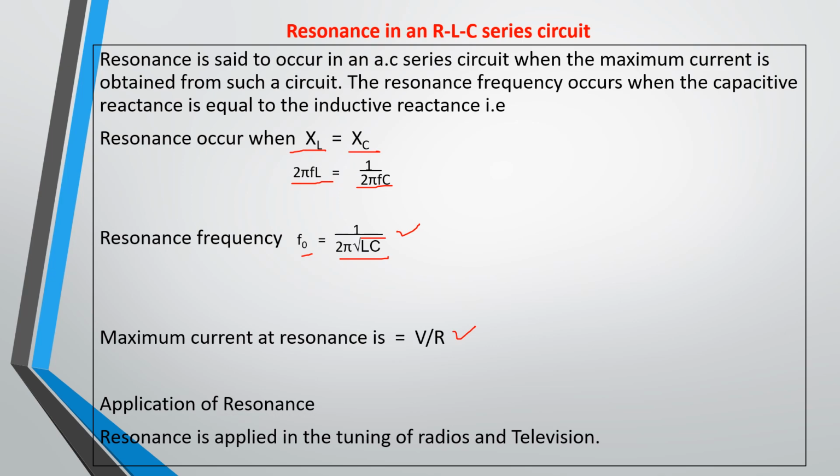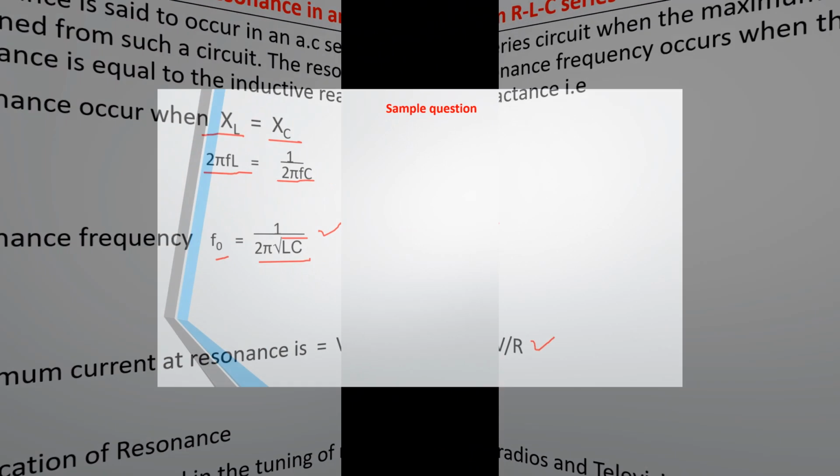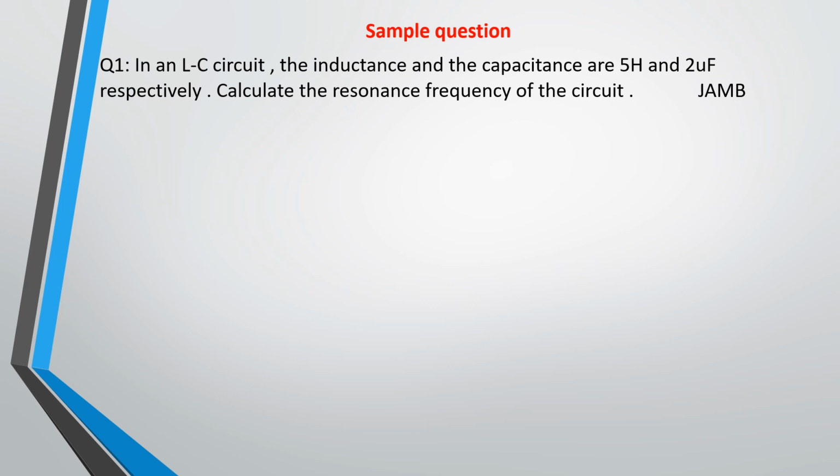Let's see if we can solve a problem on this too. Okay, so this is a sample JAMB question. It says that in an inductor capacitor circuit, the inductance and the capacitance are 5 henry and 2 microfarad respectively. Calculate the resonant frequency of the circuit. Okay, so this one is direct. It's a JAMB question. Resonant frequency f0, we just discussed that, is equal to 1 all over 2 pi square root of L times C.